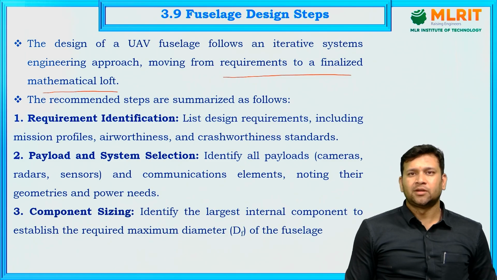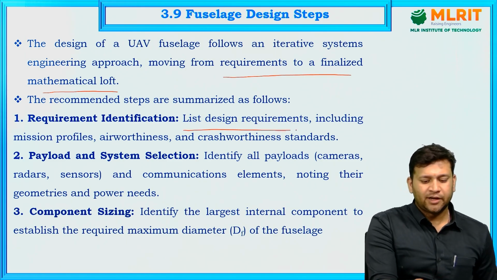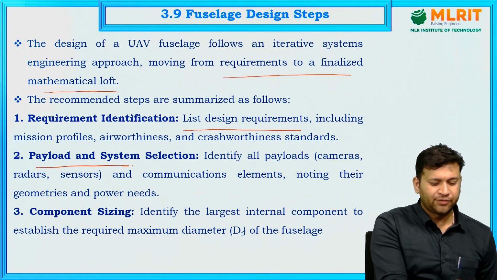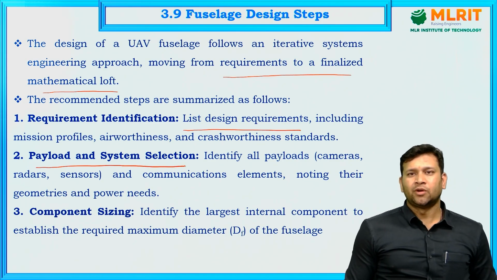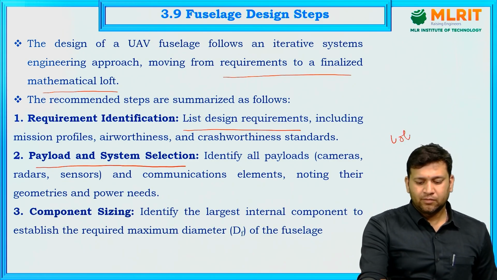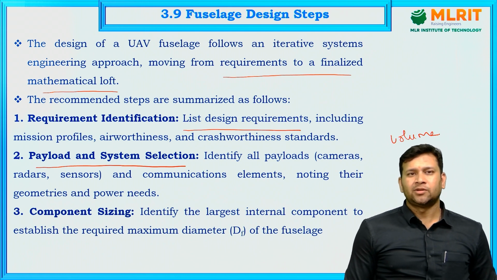The recommended steps are summarized as follows. The very first one is requirement identification. During this phase, the list of design requirements, including mission profiles, airworthiness, and crashworthiness standards, are listed. The second one is payload and system selection. During this phase, we identify all sorts of payloads, for example, cameras, radars, sensors, and communication elements, noting their geometries and power needs. And also, volume is considered in the case of the payload to ensure that it is properly housed inside the fuselage.